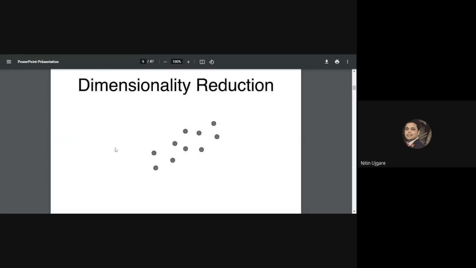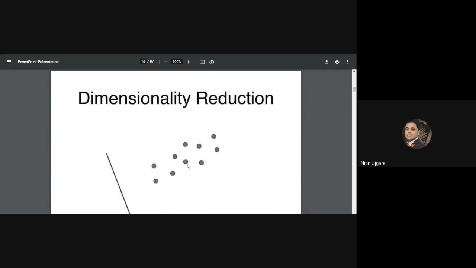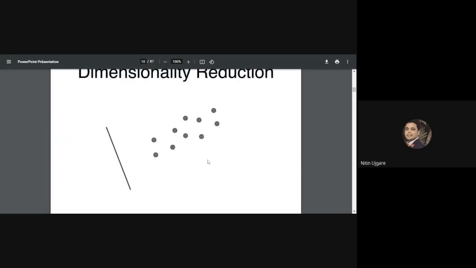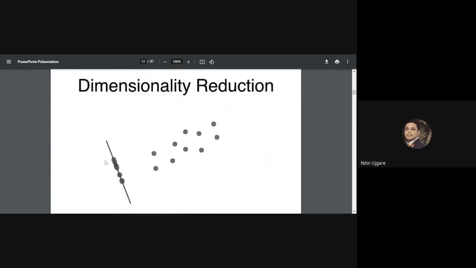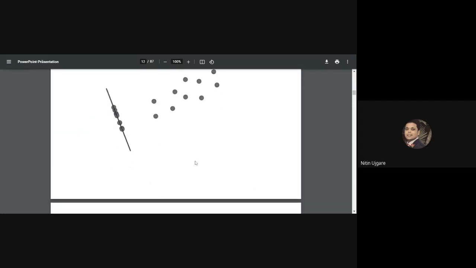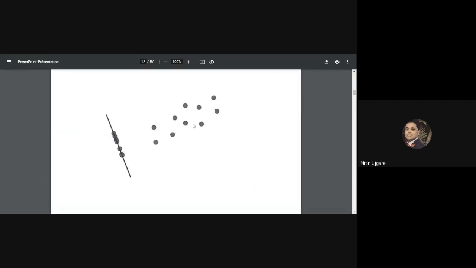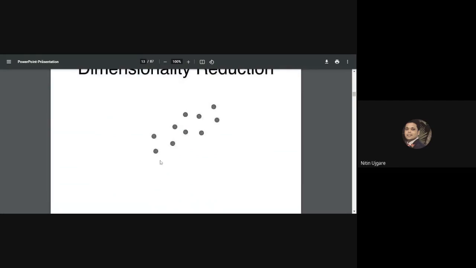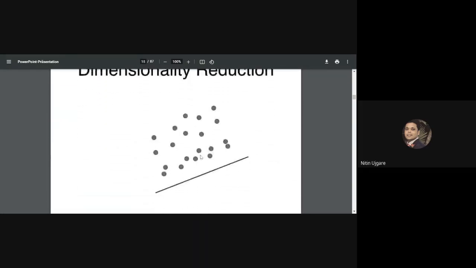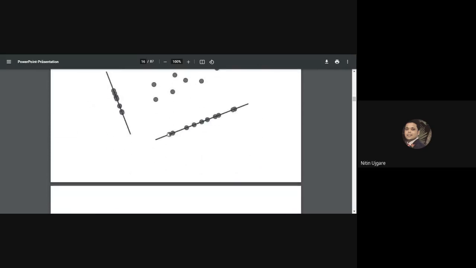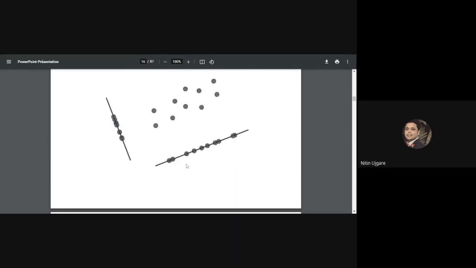So let's say that we have this data. Let's project this data onto this line, which looks something like this. And we can also have another way of projecting this data. So let us project this data onto this line. After projecting the data onto this line, it looks something like this.